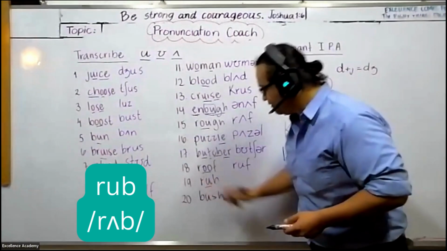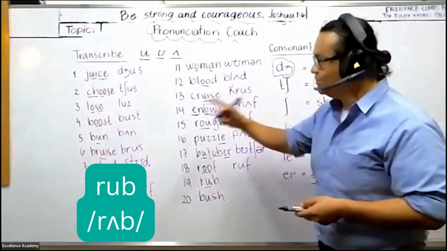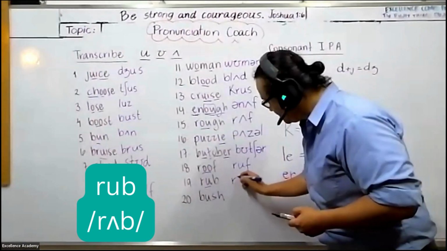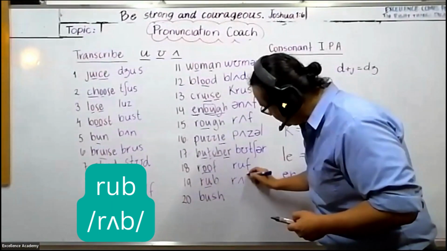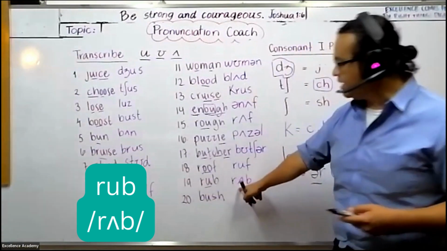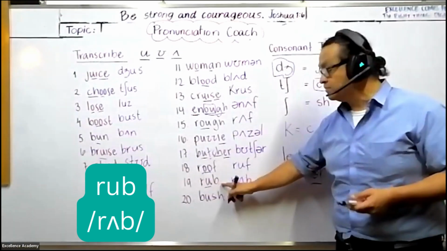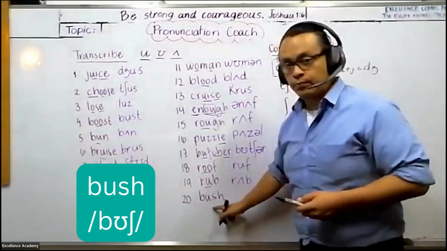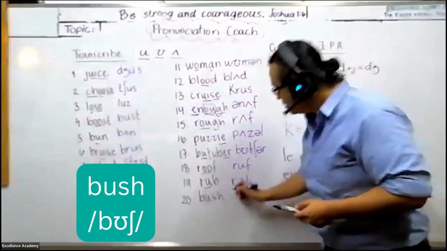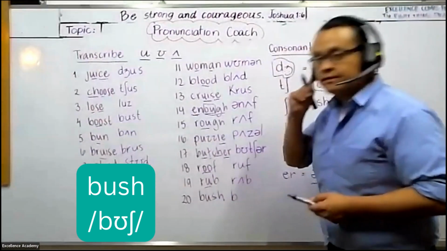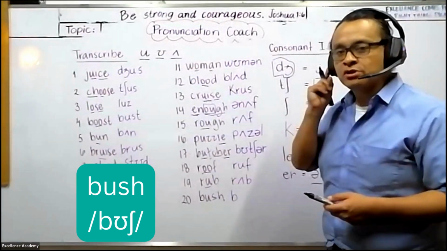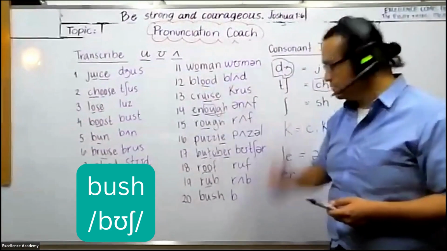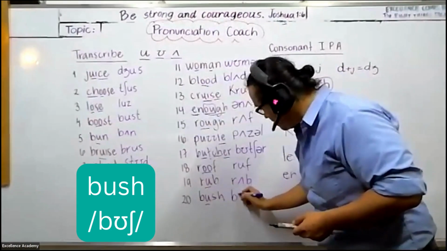Rub. As you can hear, you clearly identify that the letter U is not the long U. It's an uh. So let's transcribe it. There's a huge difference here. The letter B remains. And now we know how to properly pronounce this verb, rub. And number 20, we have bush. So here, as you can listen, bush. So you hear the vowel. You recognize it now. So now let's split it properly.